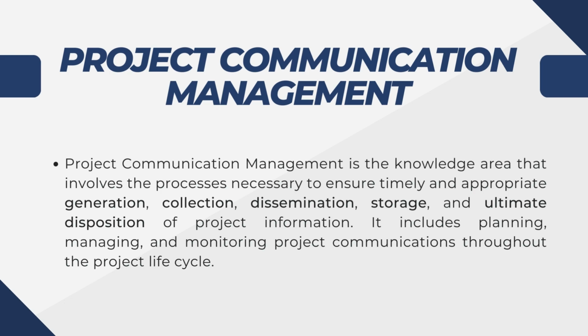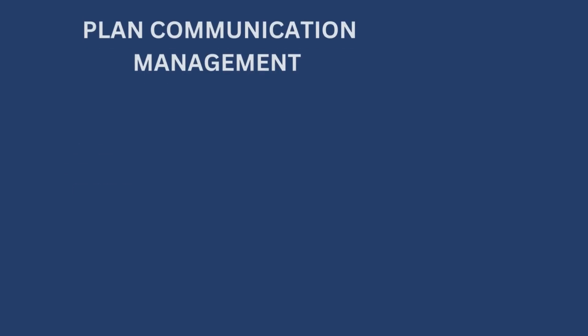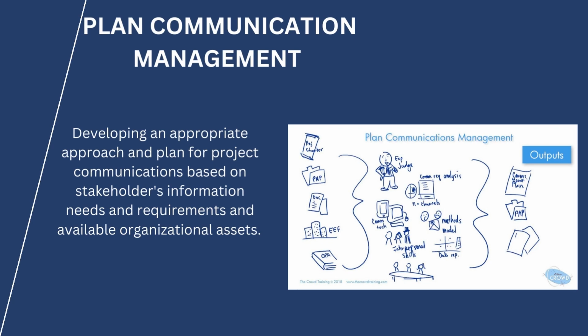processes in communication management. So, according to the PMBOK guide, there are three processes in the project communications management knowledge area. They are plan communications management, manage communications, and monitor communications. Plan communications management is the process of developing an effective communication plan for a project to ensure that the right information is delivered to the right stakeholders at the right time using the right communication methods and channels.